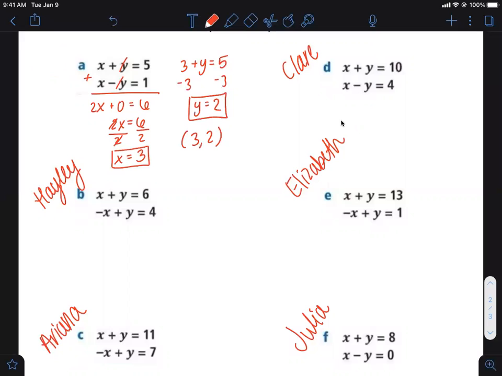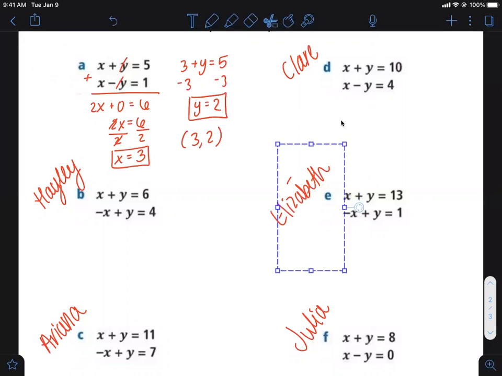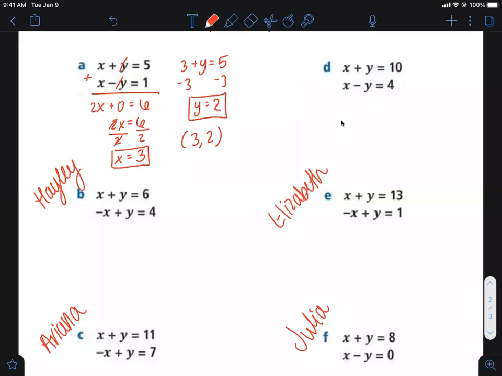All right, Claire's group, you're up. So someone in Claire's group. So first I picked to add the y's together. Okay. So I got 2x equals 14. And then I divided both sides by 2. So I got x equals 7. And I plugged the 7 into the first equation. So it would be 7 plus y equals 10.